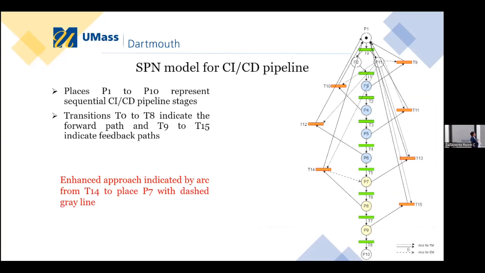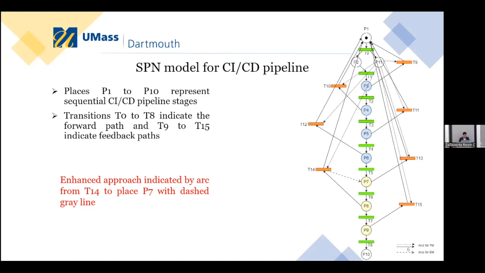Here is our proposed stochastic Petri net model for the CI/CD pipeline, where the places are totally identical to all the CI/CD stages. Here, the token represents software which is under development. Place P2 and place P11 both represent the version control, where transitions T0 to T8 represent the forward transitions. It means whenever a test is successful, the forward transition will be enabled and it will move the software to the next testing stage. T9 to T15 represent the feedback transitions.